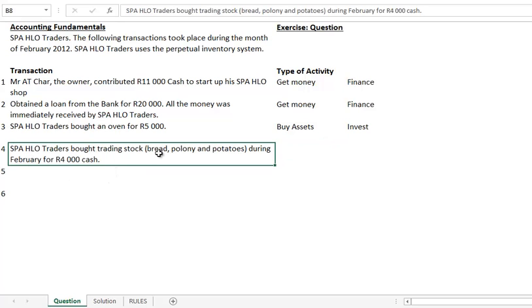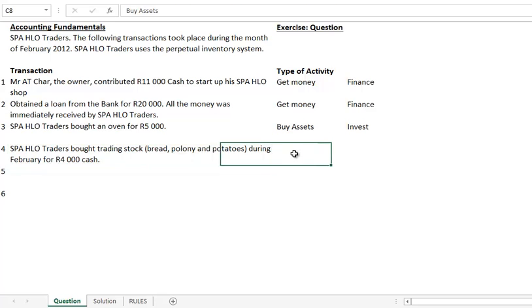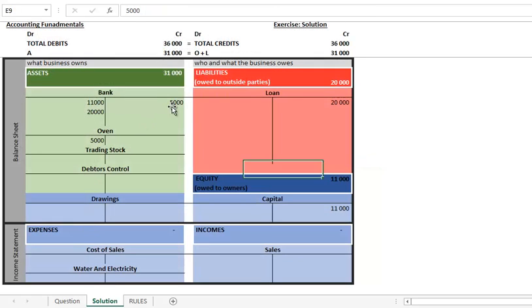Sparkler Traders bought trading stock, bread, bologna, and potatoes during February for 4,000 Rand cash. So again, they're buying some more assets, which is an investing activity. So the same thing is going to happen here. We're going to lose some cash, but we're gaining some trading stock. So let's see how this influences.